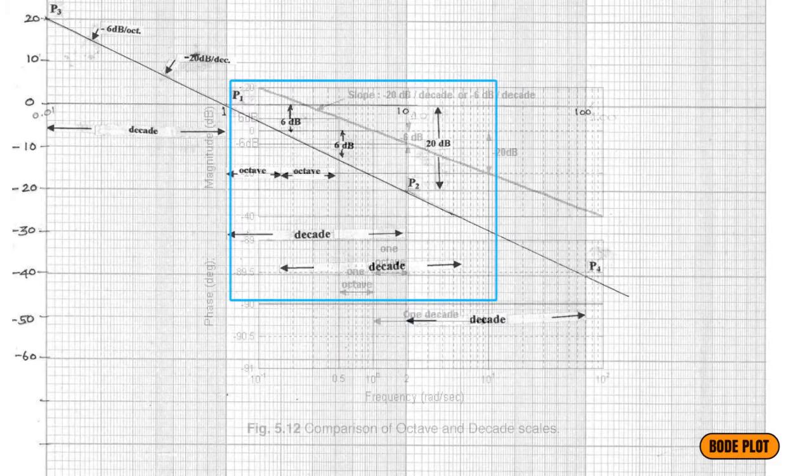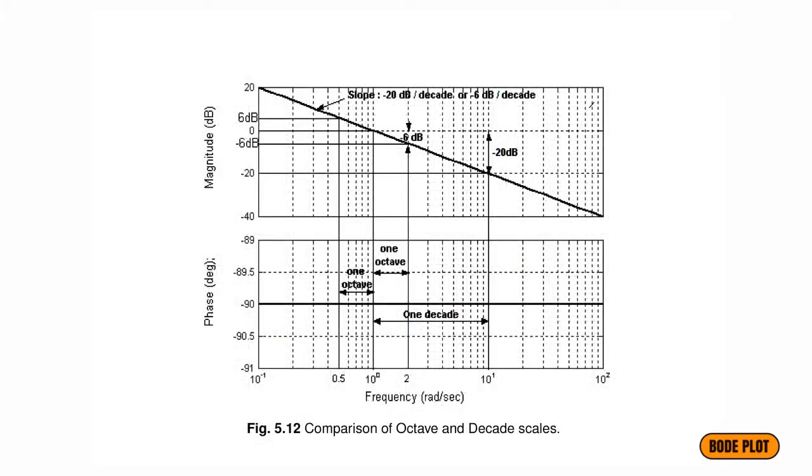To explain decade and octave again: here the frequency is 0.5, here 1, the frequency is doubled. So this is 1 octave. Here the frequency is 1, here 2, this is 1 octave. Here the frequency is 1, here 10, this is 1 decade. So this is another decade. If the frequency is multiplied by 10, it means 1 decade. To explain that, this slide is there. Next.